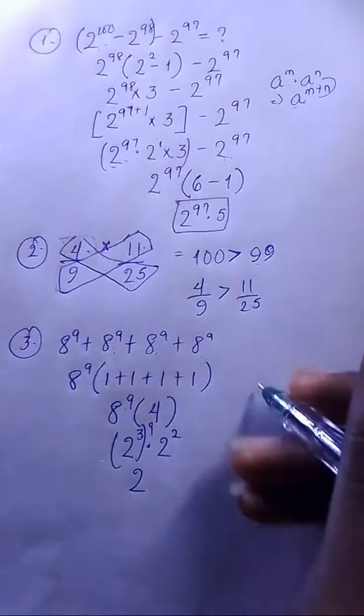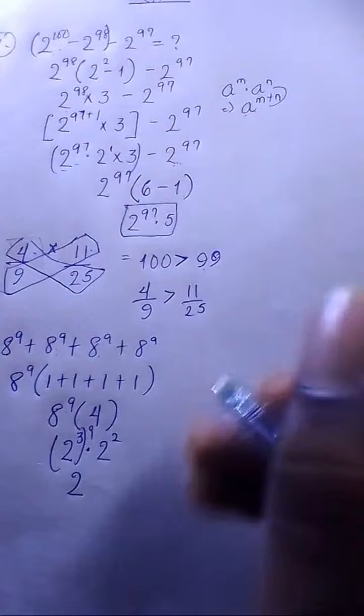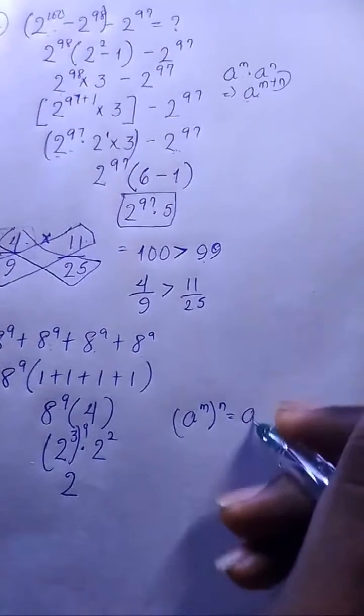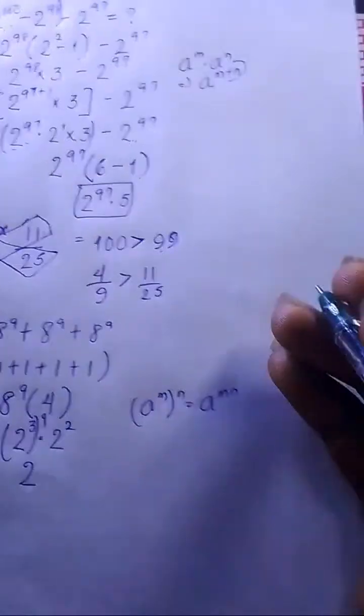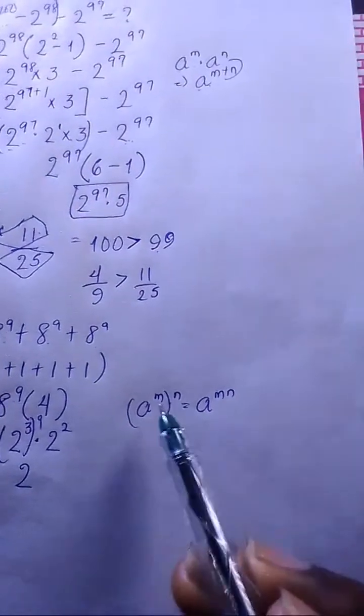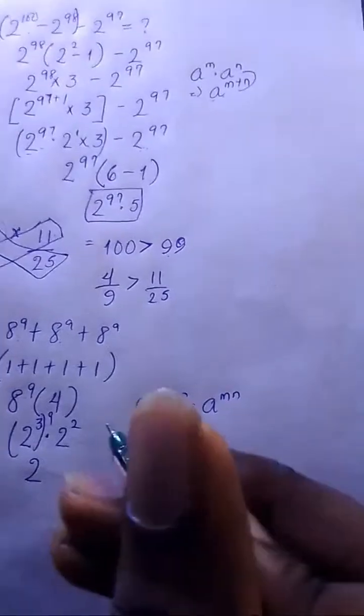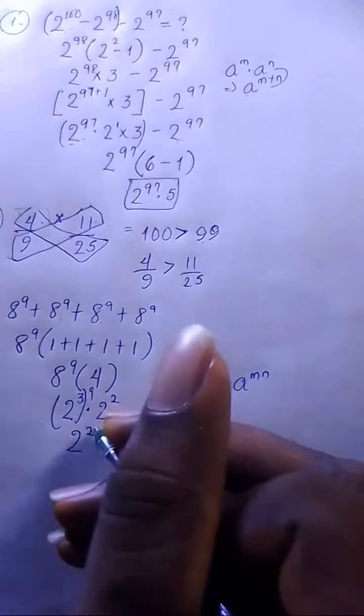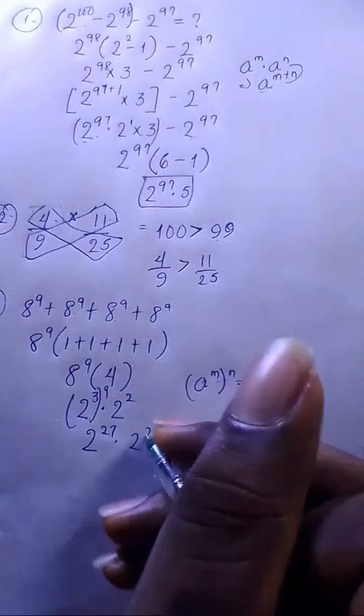When we have a raised to the power of m, raised to the power of n, it will give us a raised to the power of mn. Why? Because we are going to multiply these powers. So from here we'll multiply this power: 3 times 9 is 27. So from here we have 2 raised to the power of 27 times 2 raised to the power of 2.